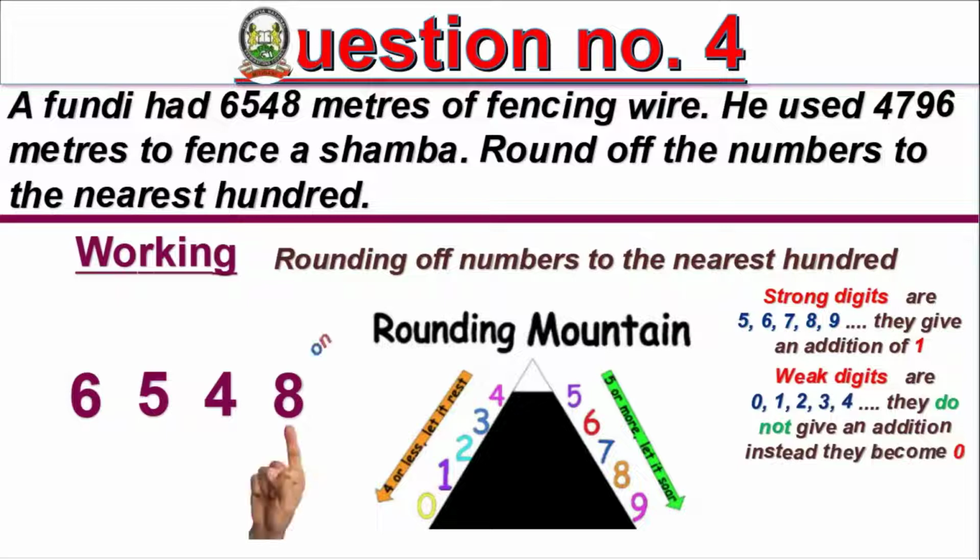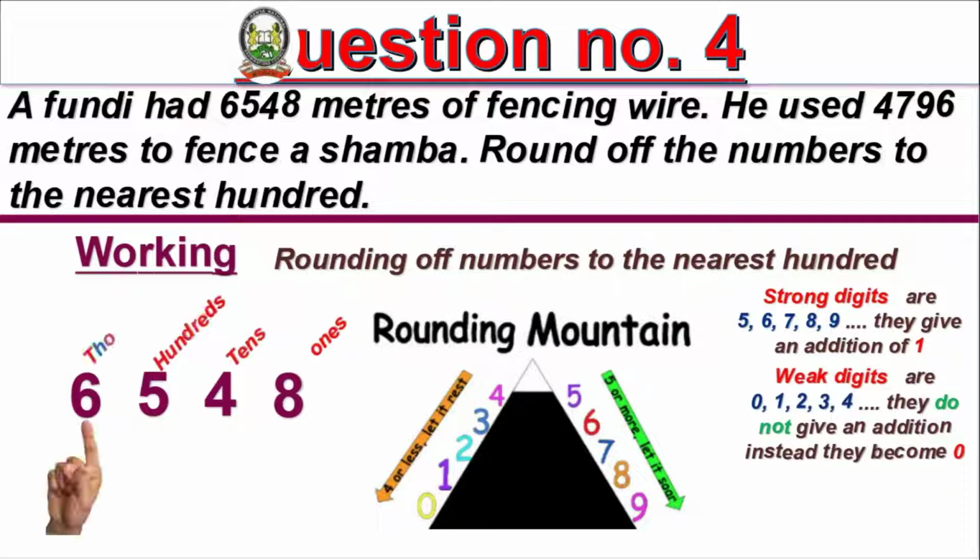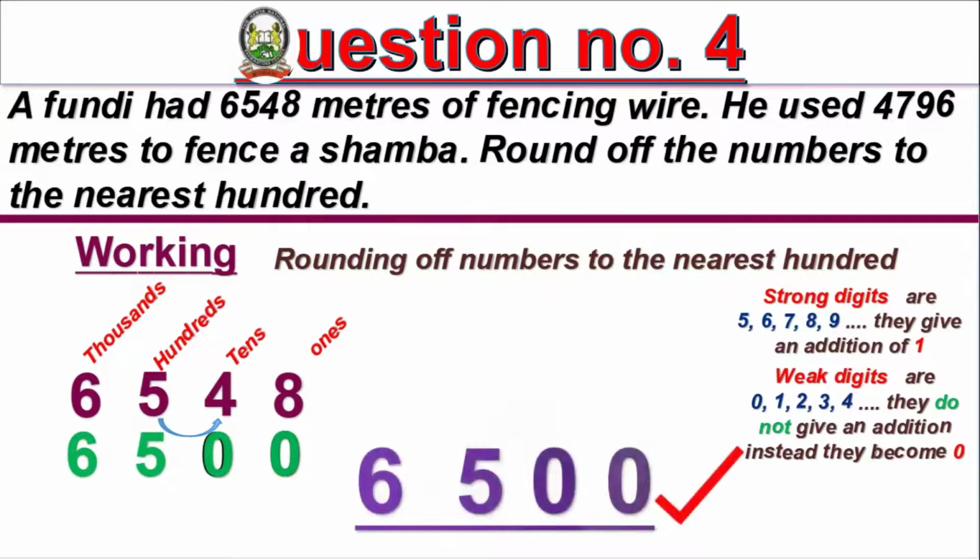So you can start counting. Let us count. This is ones, this is tens, this is hundreds, this is thousands. And we are told to round off to the nearest hundreds. So we want to increase the 5. So you consider 4. Is 4 a strong digit? No. 4 is a weak digit. So if it is weak, just put zeros. And then you drop the 6, 5. So the correct answer was 6,500.